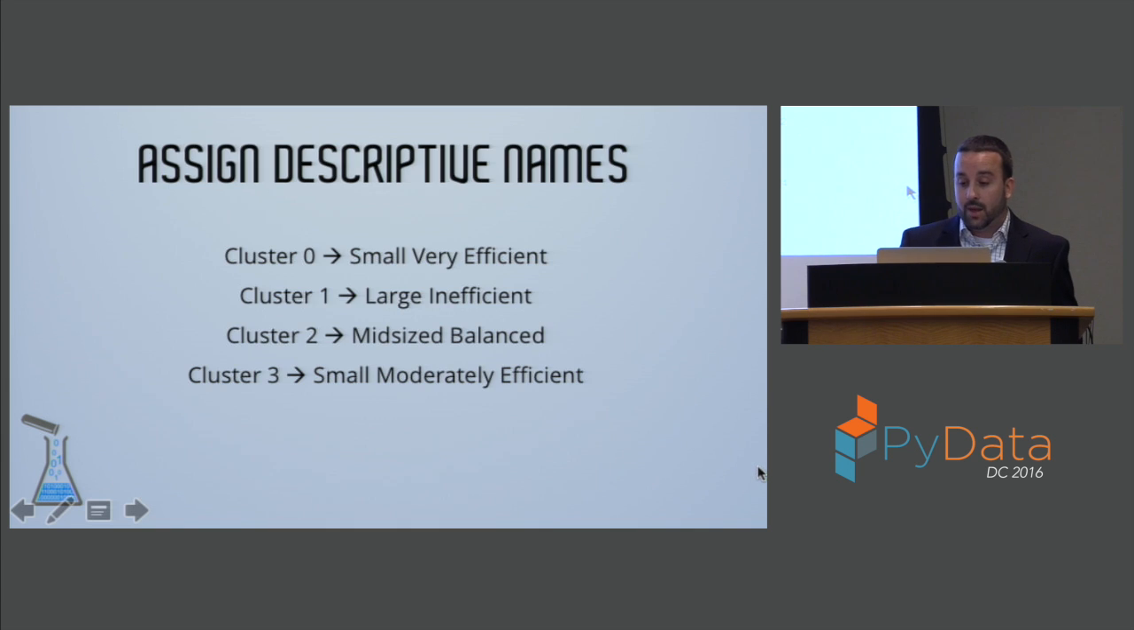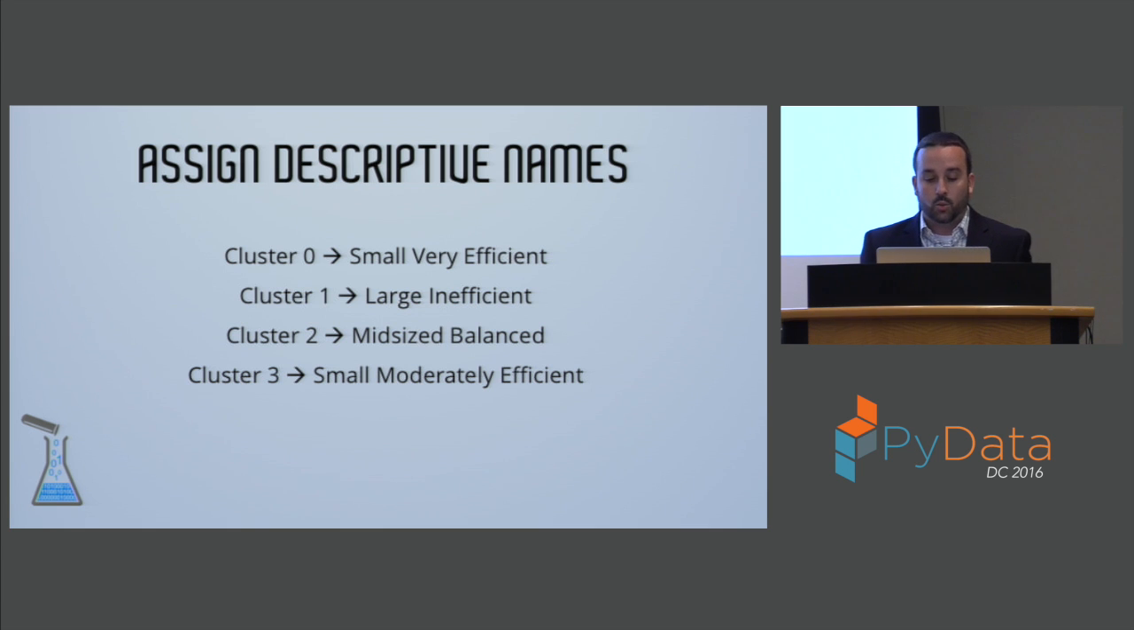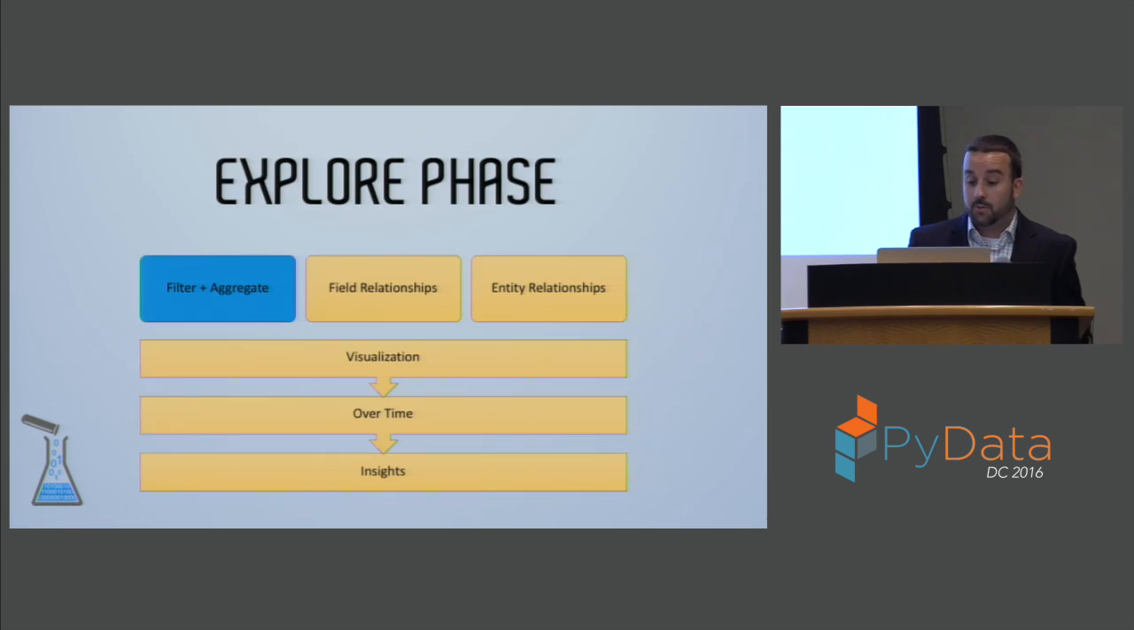And so the next step I like to take is to assign descriptive names to each of the clusters. Here, based on the fields that we were using to cluster, I've basically just assigned some descriptive cluster names to each one. Now that we have these meaningful categories, our data is in really good shape, and that means that we can move on to the explore phase.